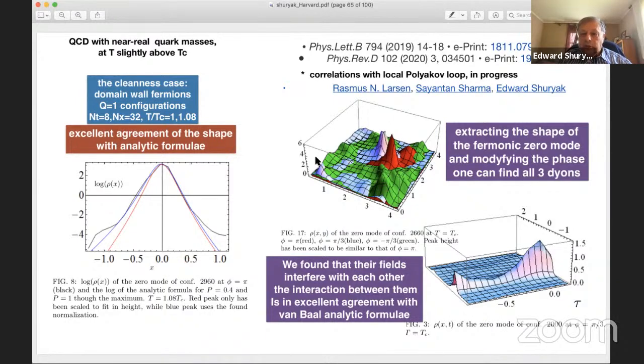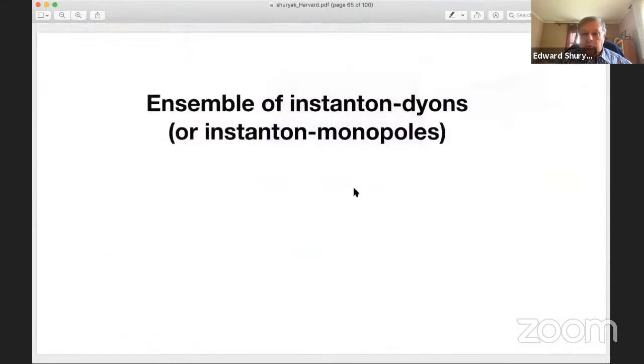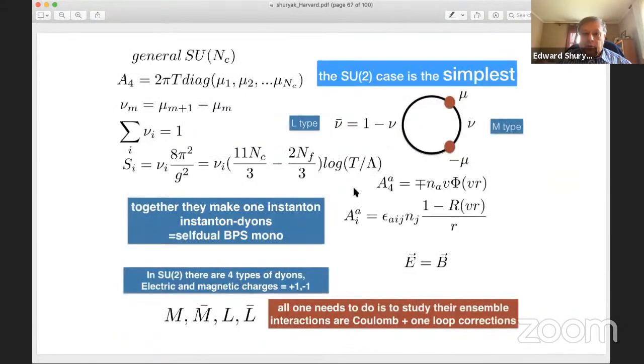That is all technical, you might say. The thing is that we see these objects, and we see it is a superposition of some objects, and each of them very accurately agrees with the analytic formulas for the solution of the Dirac equation in the field of one dyon. So we can see them. We can also study the ensemble. How they interact, I don't have time to tell you.